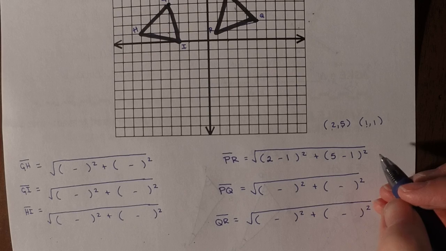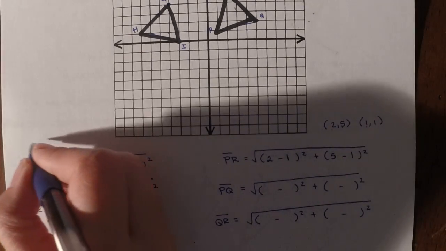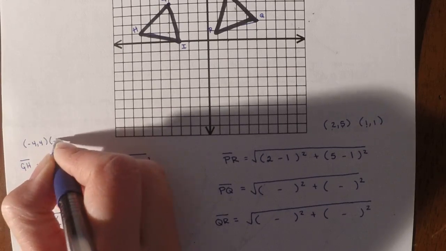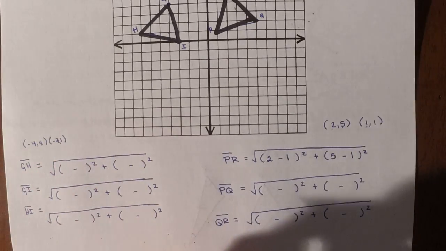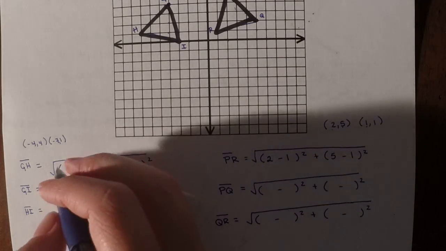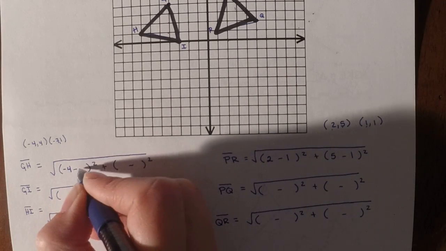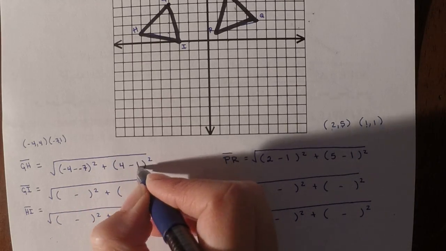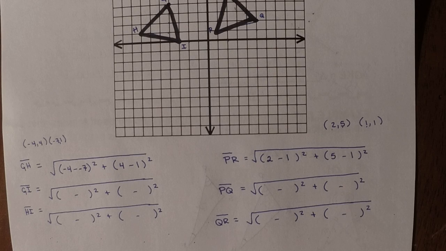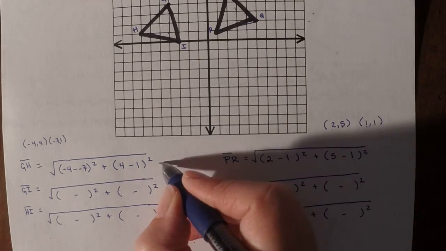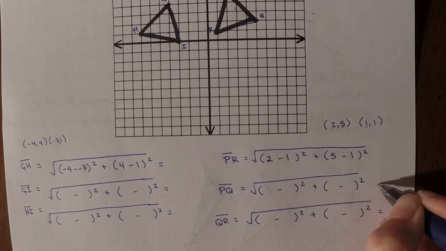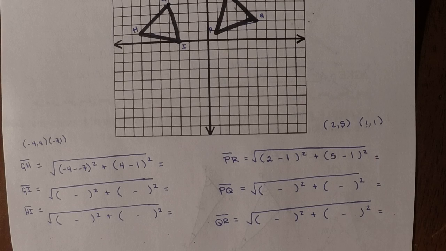Again, I can do the same thing for GH. Our points are (-4, 4) and (-7, 1). So what we want to think about is now here are our x's, -4 and -7, and then 4 and 1. Those are our y's. So put them in, and I should get lengths for all of these. And if they're congruent, you'll list the congruencies and then tell me if these are congruent or not.